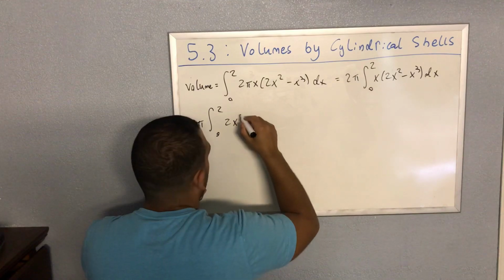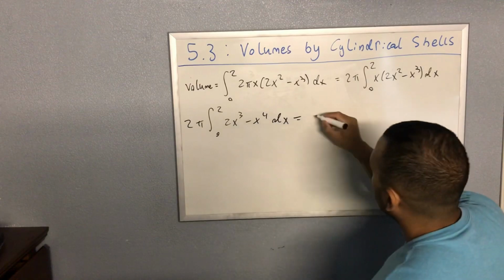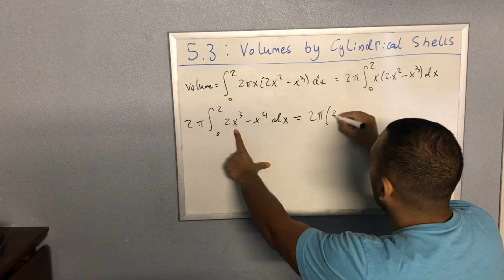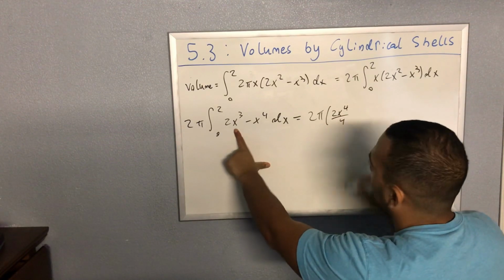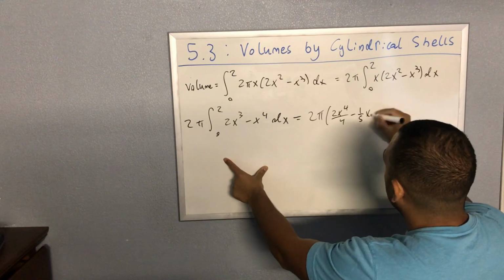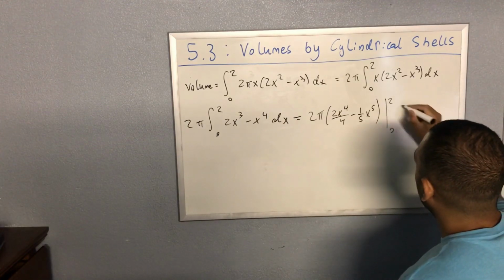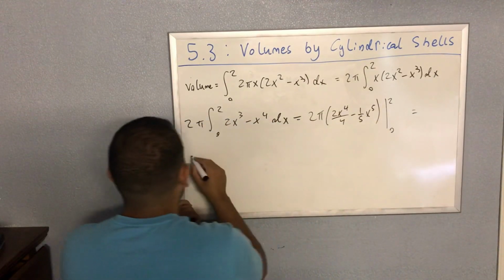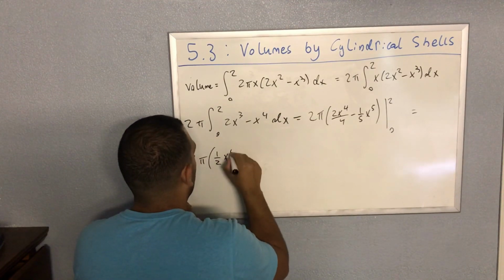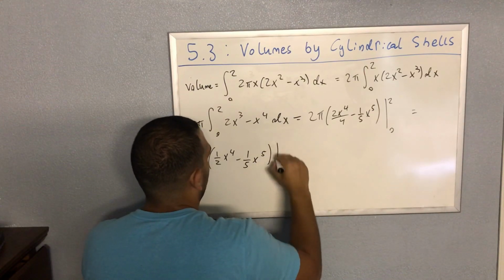So you get 2x cubed minus x to the 4th dx. And then now you can take the antiderivative, or the integral. So if you use the power rule here, this is going to be 2x to the 4th over 4, right? Just add 1, minus then 1/5 x to the 5th here for this guy. And we evaluate that from 0 to 2. And this is just 2 pi times now 1/2 x to the 4th minus 1/5 x to the 5th, evaluated from 0 to 2.